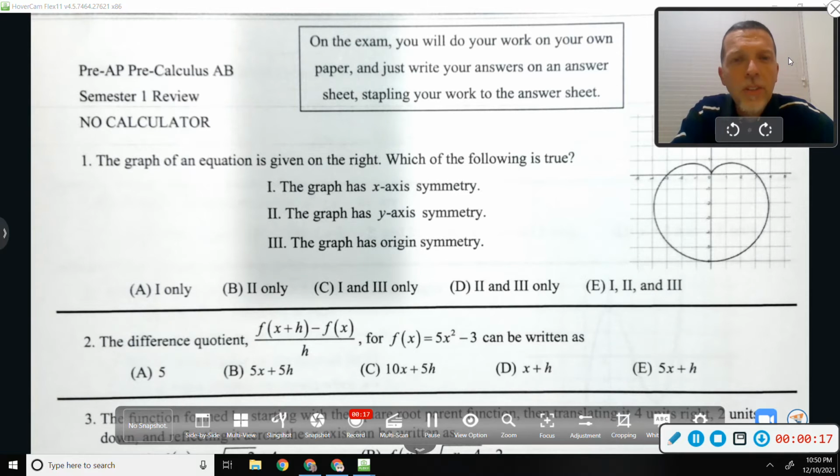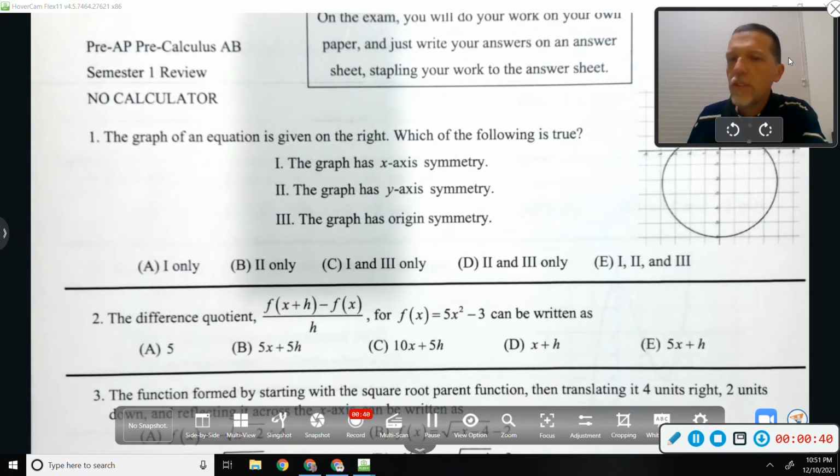As with most of the tests, this review is far too similar to the test for my liking, but that's good news for you. All the answers are posted, so I'm not going to work all the problems on the video. I'm going to work the odds. And hopefully that hits enough for you to figure out what's going on. If you need more help, send me an email or Schoology message, and we'll see if we can figure something out. All right, let's get started.